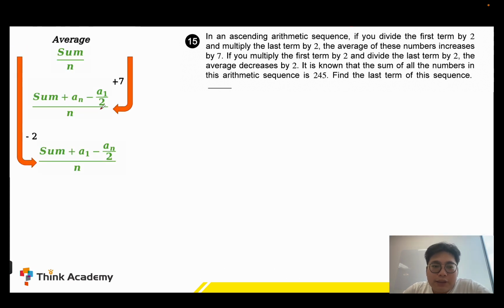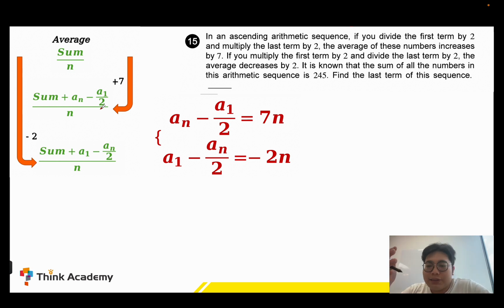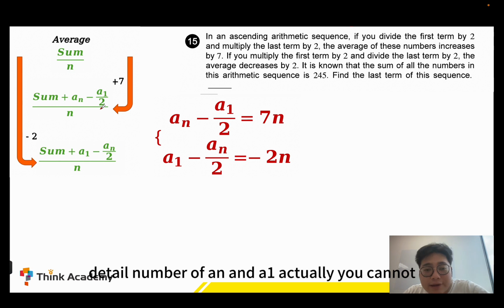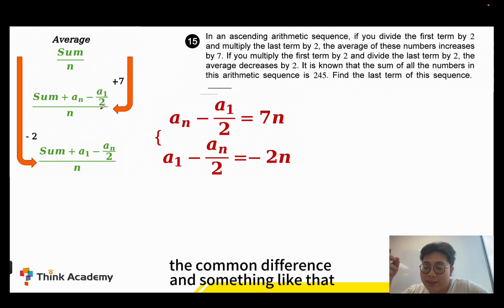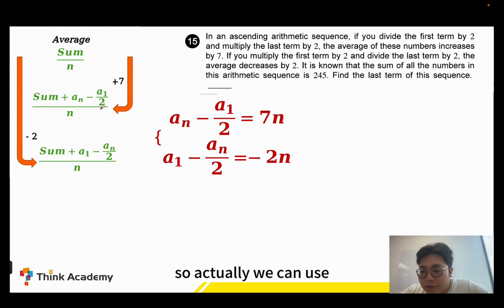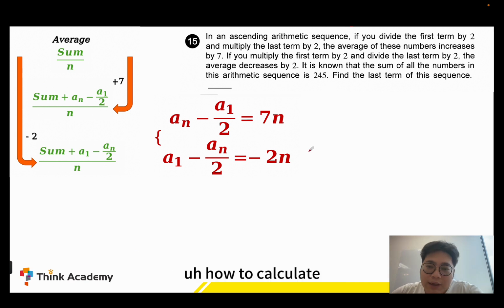Yeah, let's figure out. After that, we can write down one equation using n to represent an and a1: (an minus a1) over 2 equals 7n, and (a1 minus an) over 2 equals minus 2n. This is a kind of parametric equation, so we don't need to calculate the detailed numbers of an and a1. Actually, you cannot, because you don't know the common difference and so on. So we can use n to represent an and a1. After that, I'll tell you how to calculate.